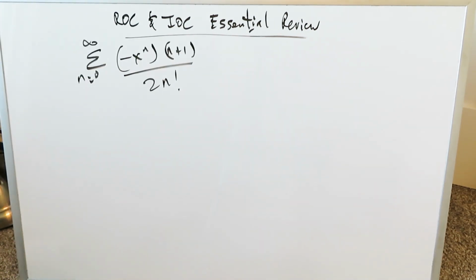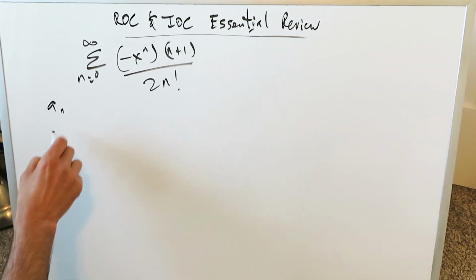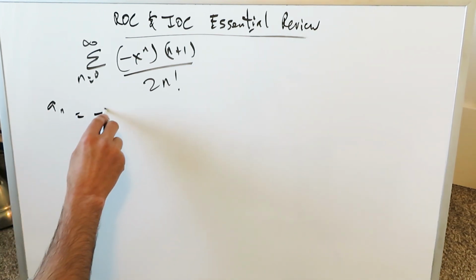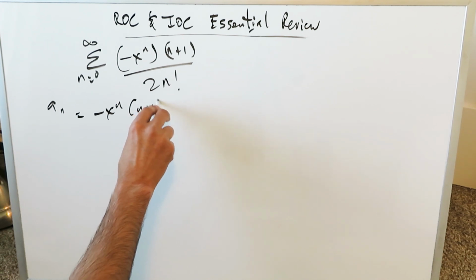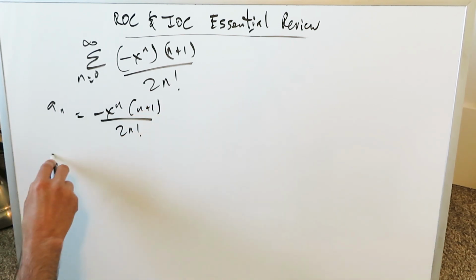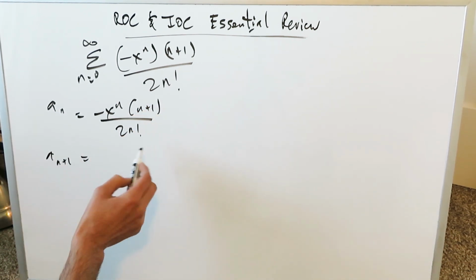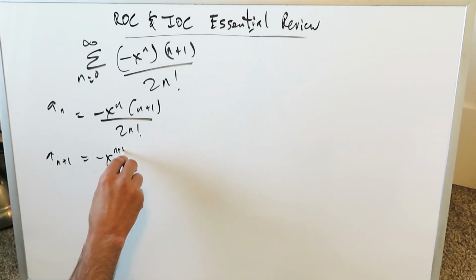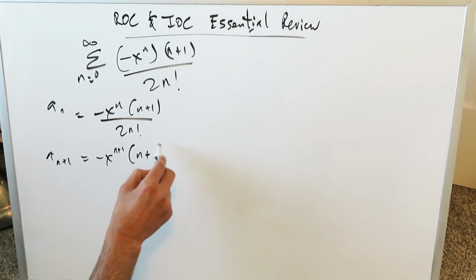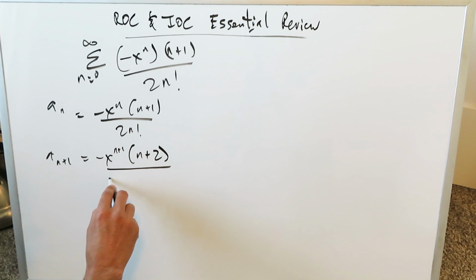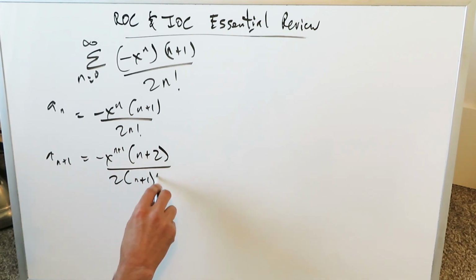From n equals 0 up to infinity, we have (-x)^n times (n + 1) divided by (2n)!. You want to look at everything here by means of the ratio test. What's your a_n term? It's exactly what you see right over here. What's your a_(n+1) term? Of course you know how to do that. (-x)^(n+1) times (n + 1 + 1), which is n + 2, divided by (2n + 1)!.